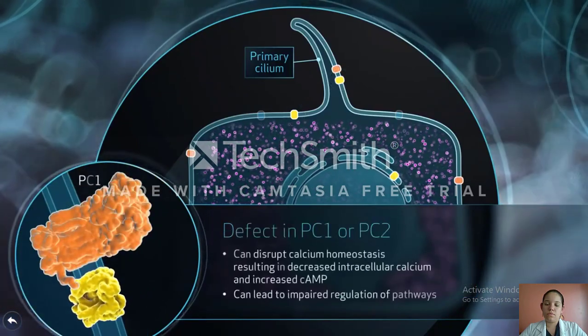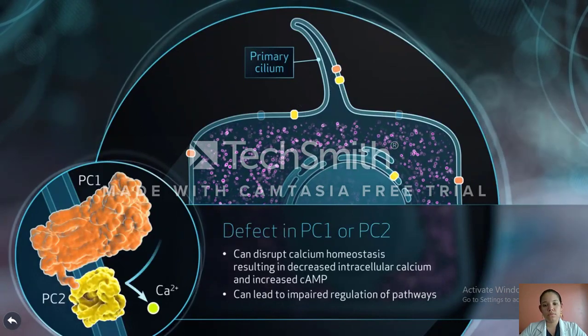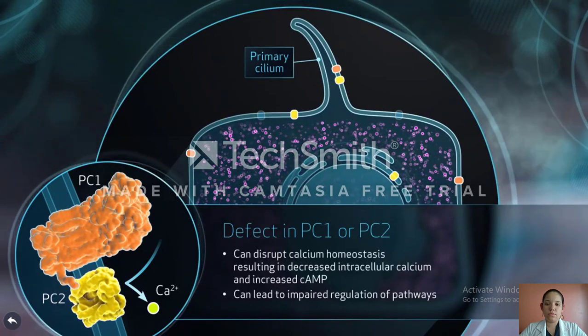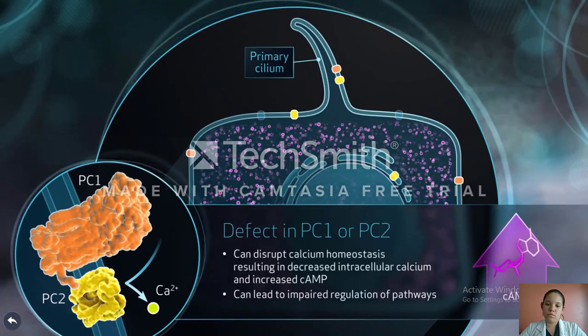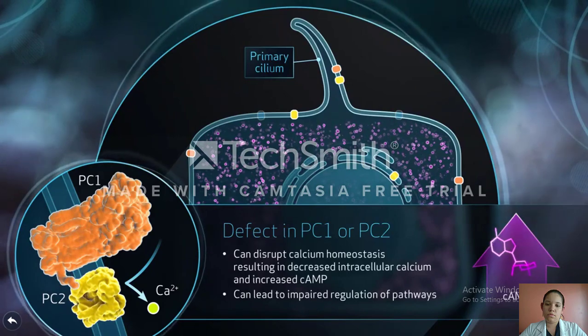These defects in either PC1 or PC2 can disrupt calcium homeostasis in the renal tubular epithelial cells, resulting in decreased intracellular calcium and a subsequent increase of cyclic AMP. This can lead to impaired regulation of the proliferative and secretory pathways.